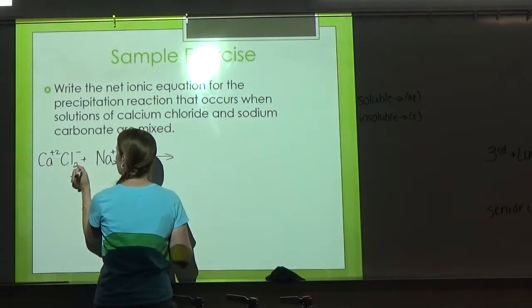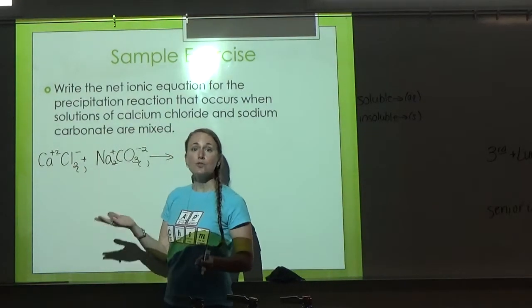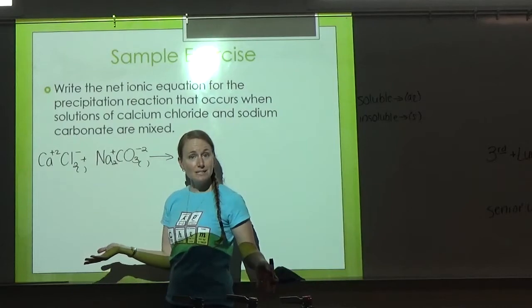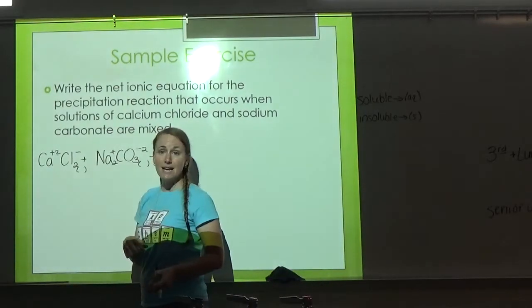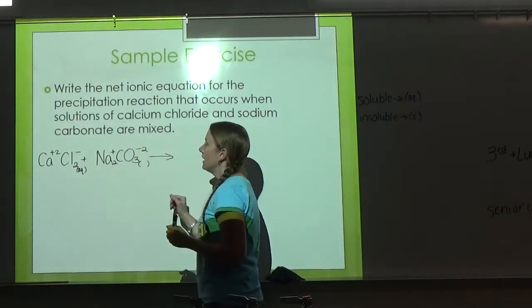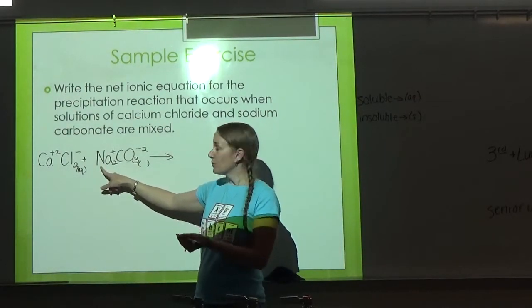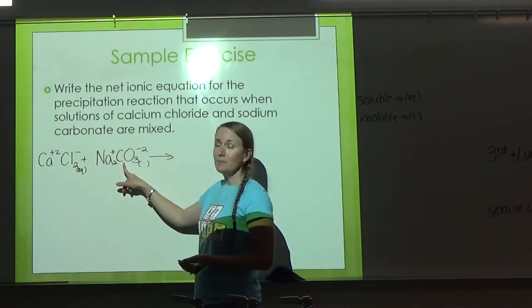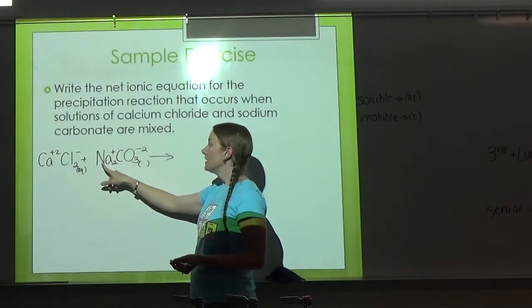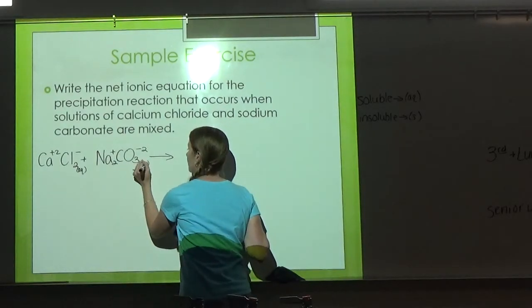However, like I said, say you didn't know that. Well, you can see that chloride is normally soluble with some exceptions. However, Ca is not an exception, so this will be aqueous. And then Na is a group 1 alkali metal, which is soluble. So it doesn't matter if carbonates tend to be insoluble. Sodium is soluble, so it is also aqueous.